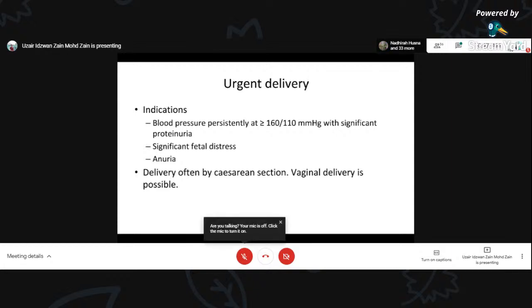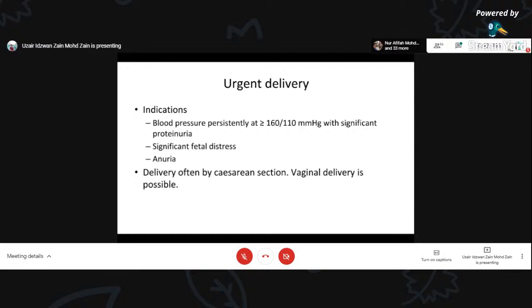But the problem is, if the patient is 34 weeks and does not fulfill the indication, there is no need for urgent delivery, because if you deliver, you make the baby live in a preterm condition. You increase the risk of preterm complications, which are cerebral palsy, infection and whatnot. So if there is no indication, although the patient has had an eclamptic seizure, delivery is not necessarily needed.